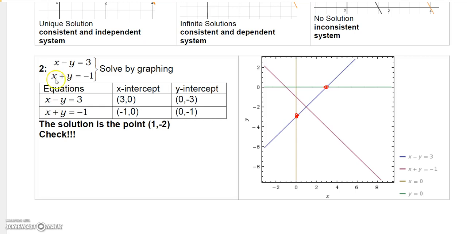Then if you graph the other one, when x is 0, y is negative 1, so it would go through here, 0, negative 1. And when y is 0, x is negative 1, so that would be this point right here, and then you draw the line through there. I didn't use grid paper here, but you probably should have. If you use graph paper, you can see that this point of intersection is 1 unit to the right and 2 units down. So the solution is 1, negative 2. And again, you should check that to make sure.